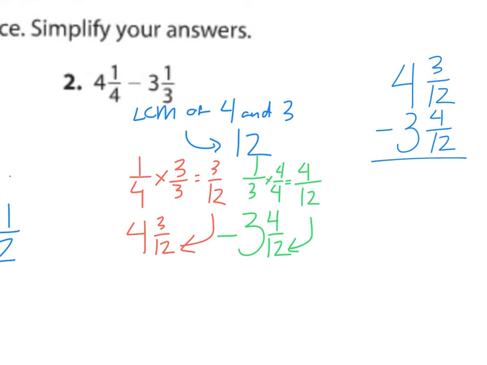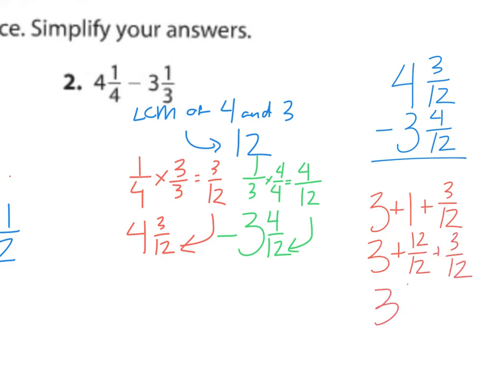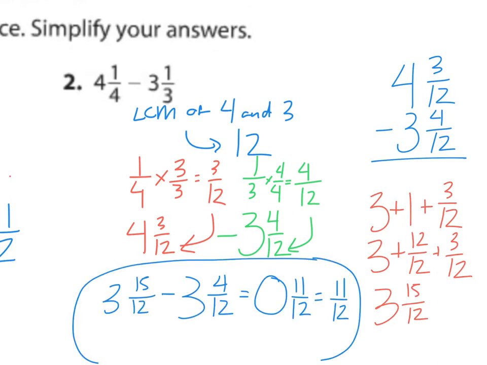Oh yeah. So we learned before that we need to borrow from these 4 pizzas to create more slices to take from. So instead of 4 and 3/12, I split it up to 3 plus 1 pizza plus 3 slices out of 12. And I'm going to make that 3 plus 12 slices. And then add them together to get 3 and 15/12. Now let's rewrite our new problem, giving me my answer of 11/12. I don't need to list 0.